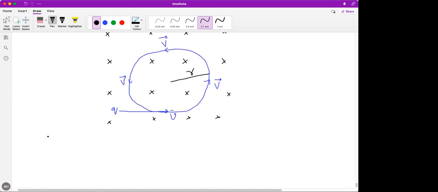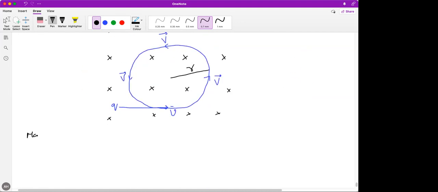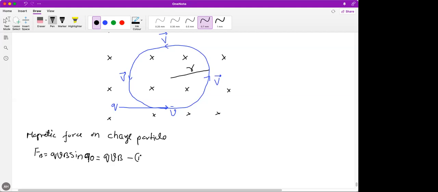So we can first calculate the magnetic force on the charged particle. Shahzada, how do you calculate magnetic force in this case? V and B are perpendicular. So it's QVB sin theta. What is theta here? 90, right? Yeah, 90. So that's QVB, sin 90 is 1. So that's the magnetic force.